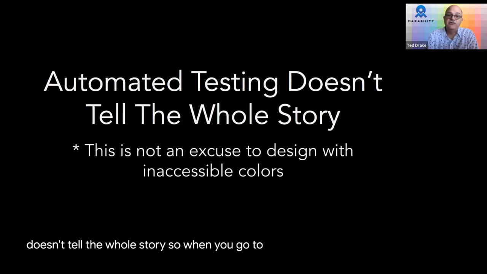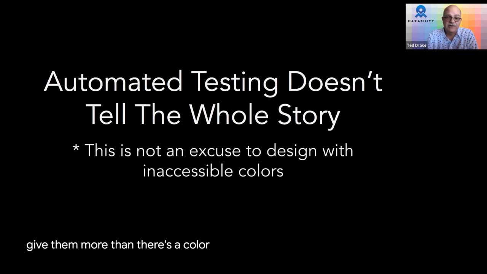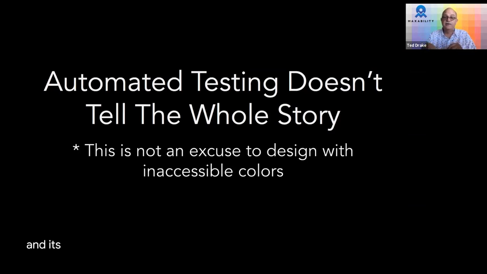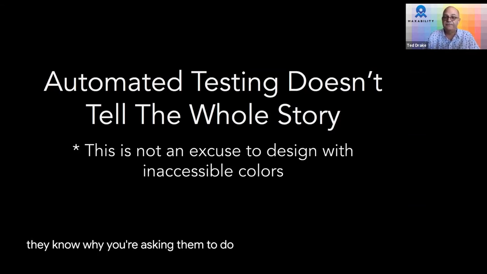So when you go to a product manager or to a designer and you say, we've got to fix color contrast, you're going to need to give them more than there's a color contrast error on the page. You need to let them know, we've run automated testing, we've found these issues with color contrast, here's the severity of it. There's one item on this page and it's currently 3:1. Can we change that color to 4.5:1 just so that that's no longer throwing an error? At least they know why you're asking them to do that.